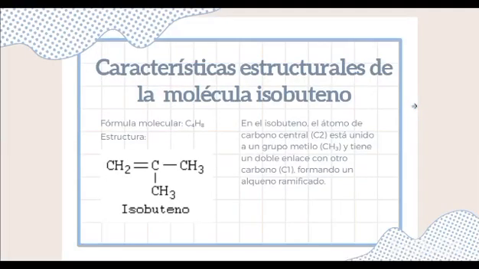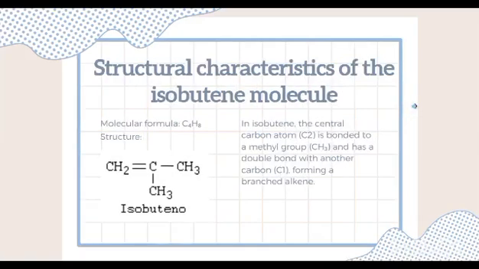The structural characteristics of the isobutene molecule: the molecular formula is C4H8. In isobutene, the central carbon atom C2 is bonded to a methyl group CH3 and has a double bond with another carbon, C1, forming a terminal alkene.